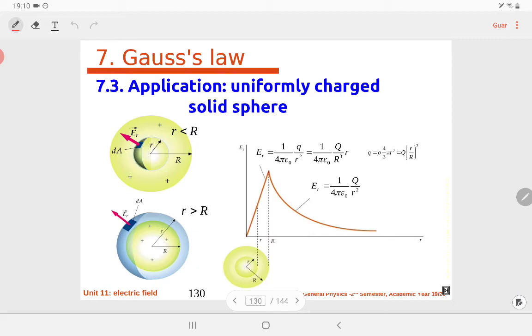So this graphically is given here. From the center, where the electric field is 0 because of symmetry, up to its radius, the electric field is growing proportionally to r. Okay, so this is the curve here, which is just a straight line. And outside of this solid sphere, the electric field is just the same as if all the charge was concentrated in the center, which is given by this expression here.